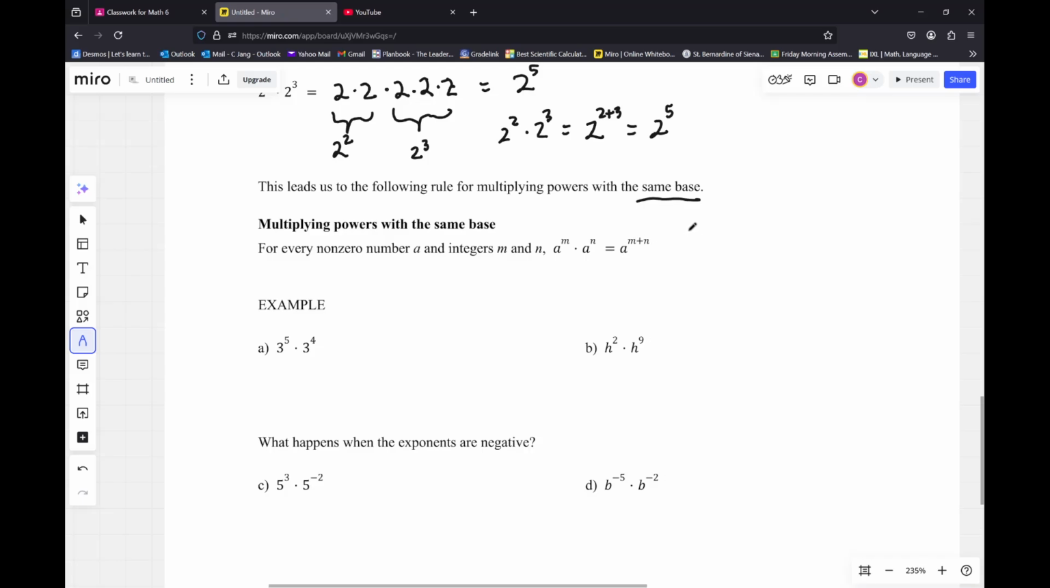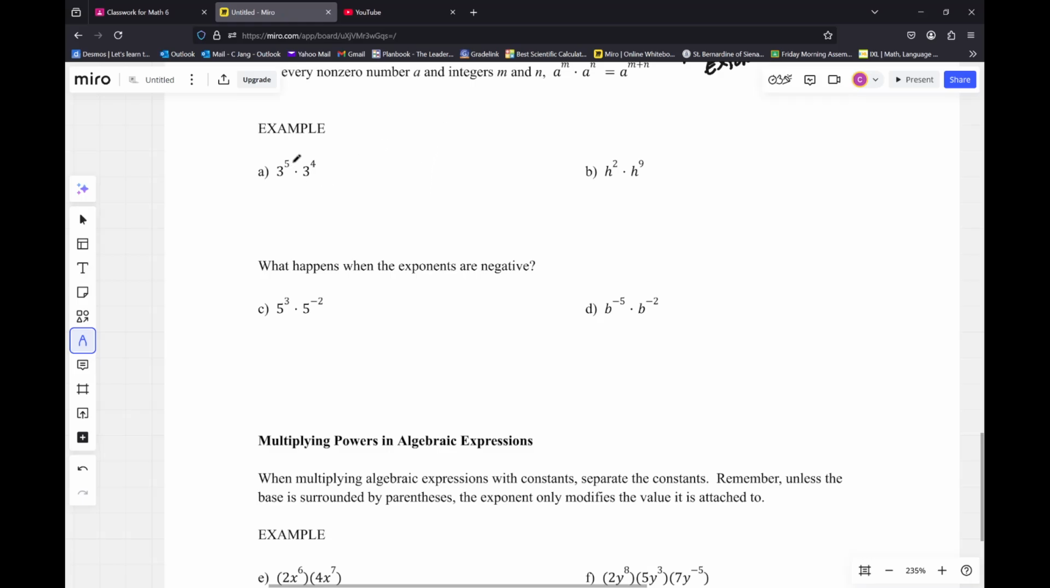So essentially what you're doing is you add the exponents. So when you multiply powers with the same base, you are adding the exponents. Okay, and again, this is with the same base.